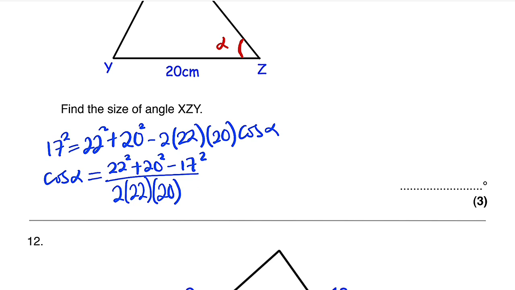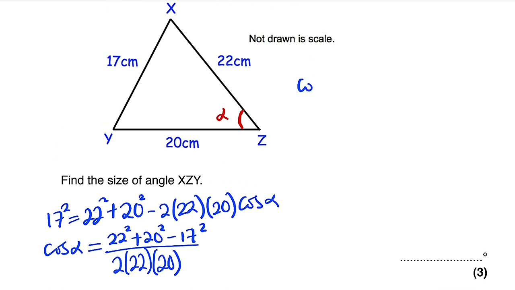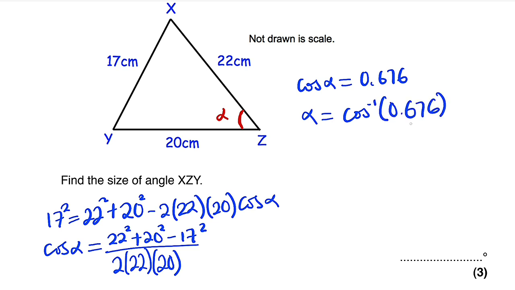So let me use my calculator and press everything here. And this is 0.676. Let me continue here. Cos alpha equal 0.676. And alpha equal to cos inverse of 0.676. And cos inverse of 0.676 is approximately equal to 47.47 degrees. So this is what we are looking for.